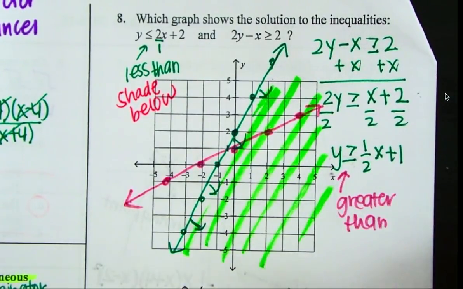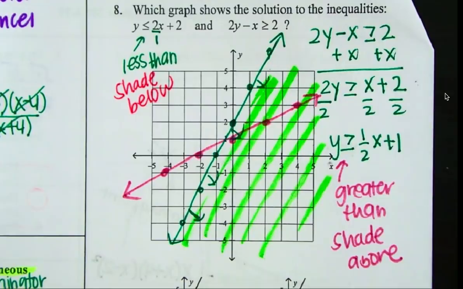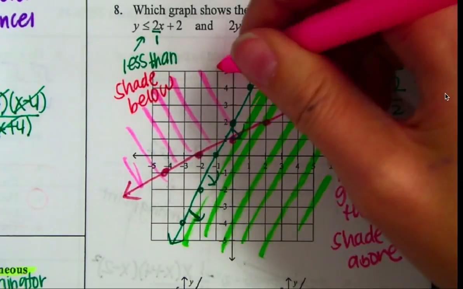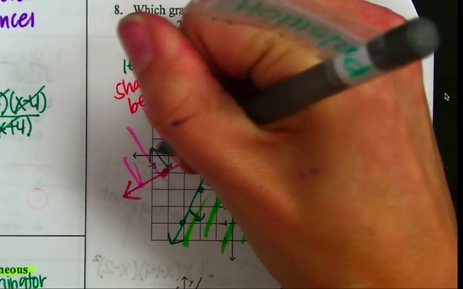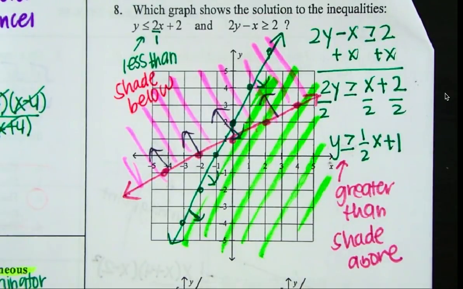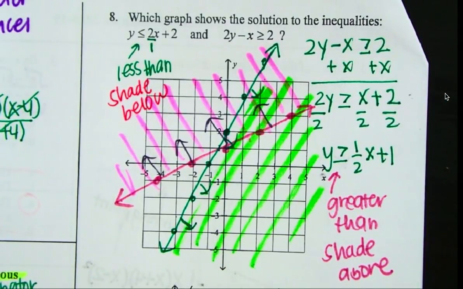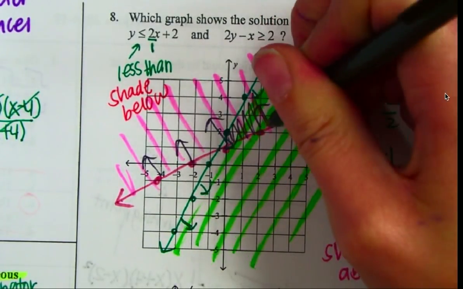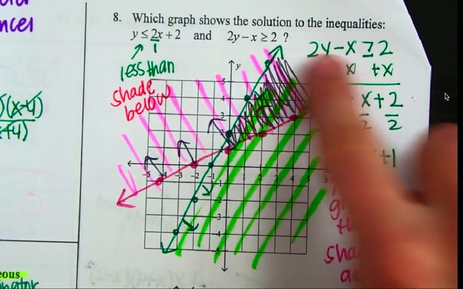Because this is greater than, we are going to shade above. So my shading for that pink line is going to be above, so this direction. Or if you like to draw arrows, you can draw arrows, meaning we're shading in this direction. So your solution set is always where the shadings intersect, or where the arrows are pointing towards each other. So your answer is going to be this shaded region here between those two lines. Right here is our answer.